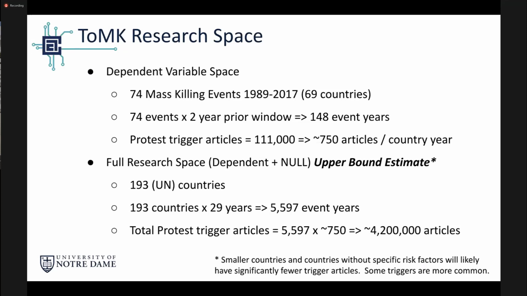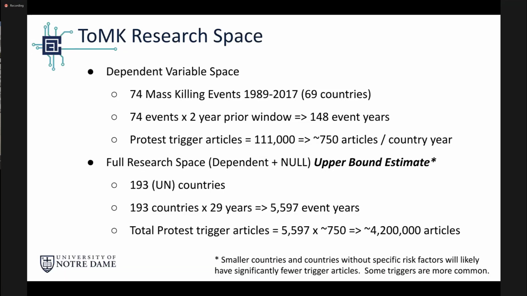So, okay, which mass killings are you going to look at? We're going to jump deep into the quant, right? There's a dependent variable that we want to look at, which is the number of mass killing events. That's the dependent: the mass killing event did happen. We're looking at about a 29-year span and 69 countries. A couple of countries had more than one killing event during that time span, so we've got 74 mass killings.